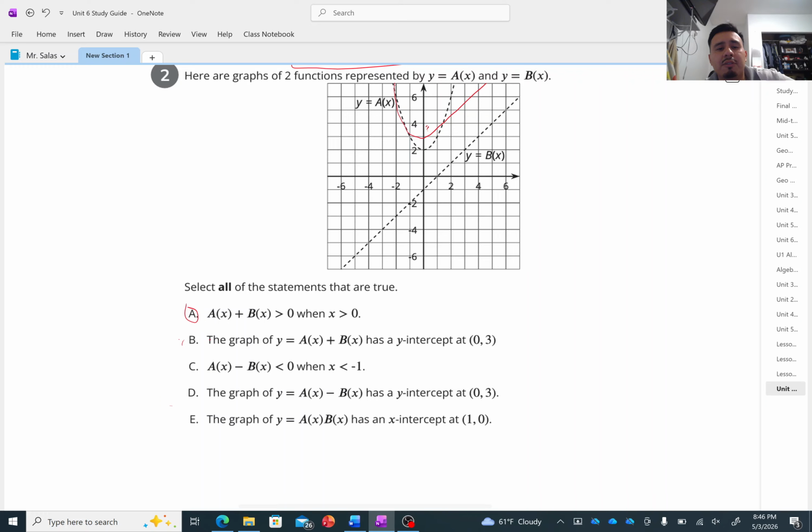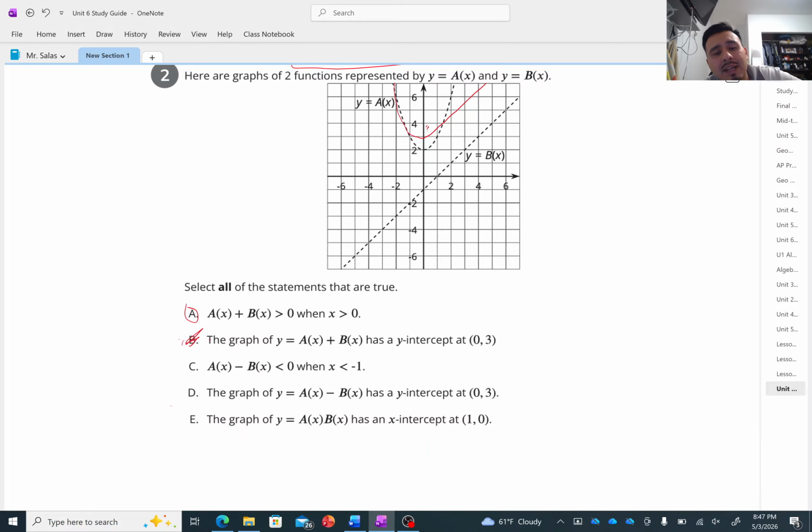Let's look at B. The graph of a of x plus b of x has a y-intercept at 0, 3. I'm not too sure about that. This is just a sketch. My sketch happened to go through it. It could be lower, it could be higher. If I'm not 100% sure, I'm just going to go ahead and cross it off. So I don't think B is true.